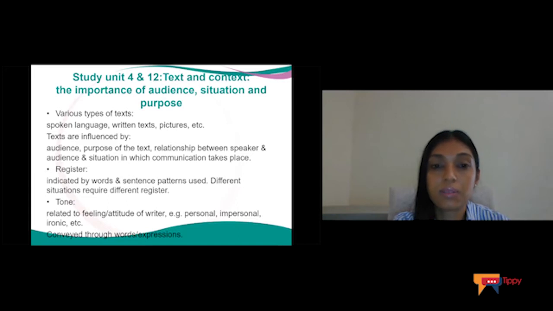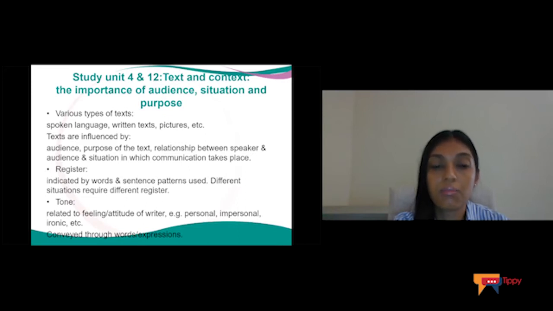Texts are influenced by a variety of factors. These include the audience, the purpose of the situation, the relationship between the speaker and the audience, and the situation in which communication takes place. Having knowledge of these factors enables you to understand the message that the author is trying to communicate.